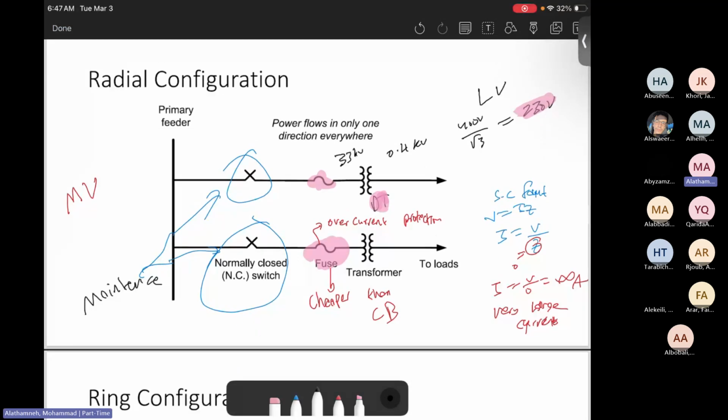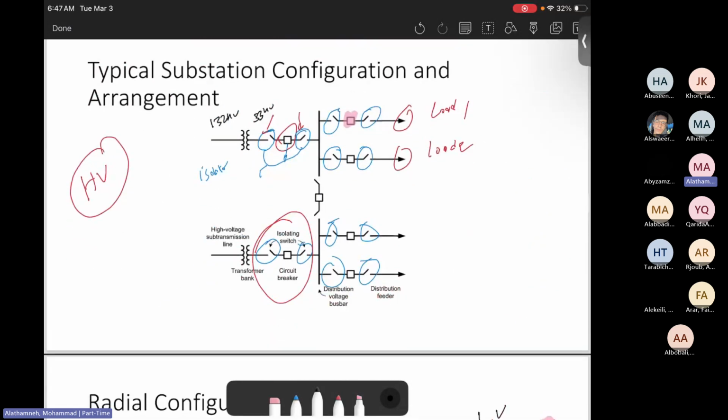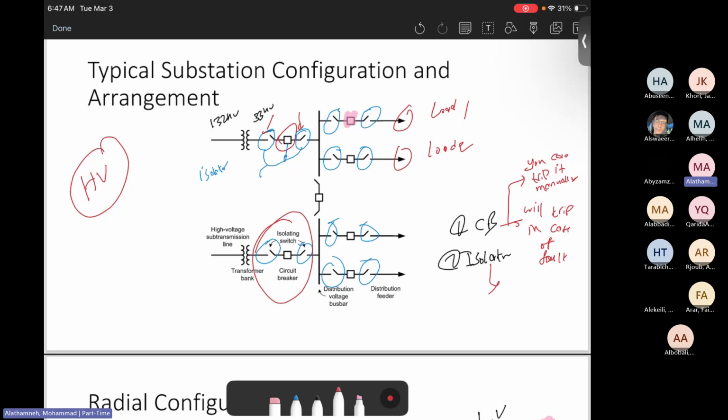So far, we have learned 3 or 4 different things. The first thing, circuit breaker and isolator. Circuit breaker will trip in case of faults, and you can also trip it manually when you do maintenance. Isolators come after the circuit breaker just to provide a visual isolation.